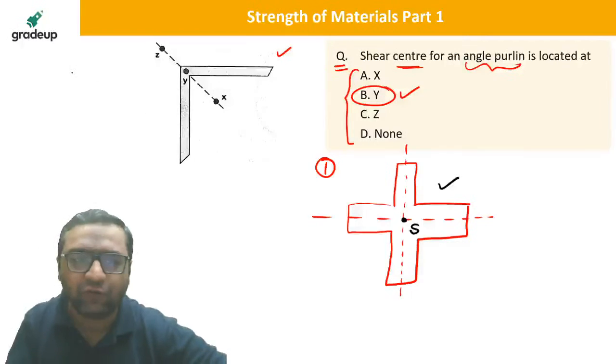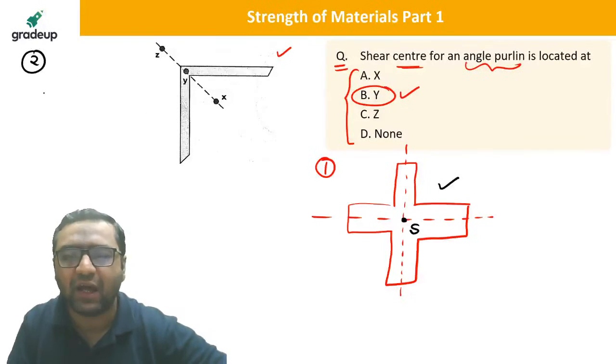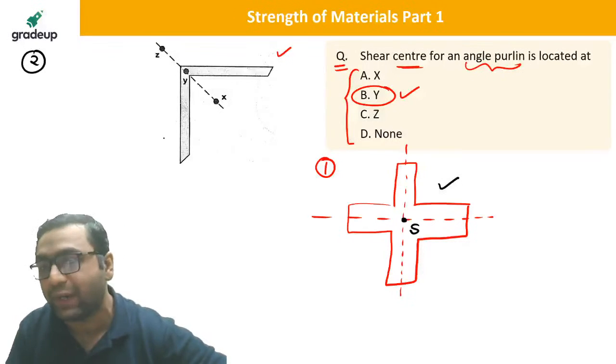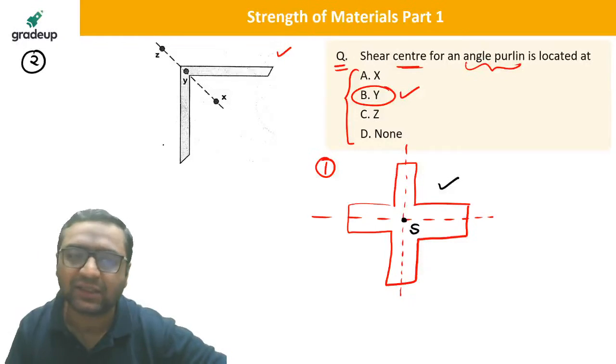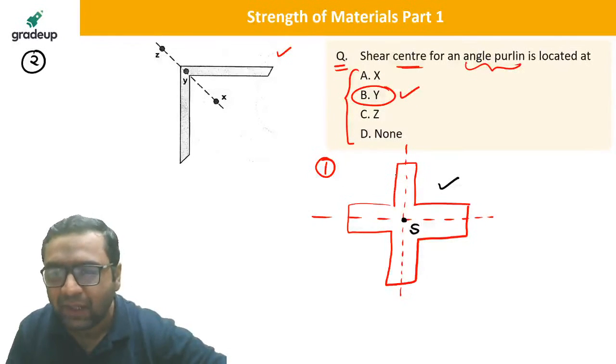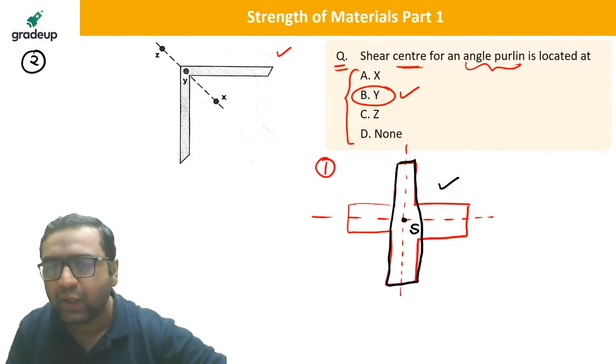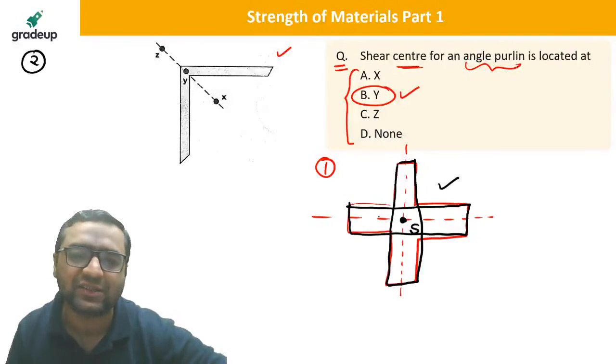And the second rule for finding the shear center is, if any figure is made up of two rectangles, then the shear center lies at the intersection of those two rectangles. Like you can consider this to be one rectangle by which this plus section has been made. You can consider this to be the second rectangle, and the intersection of these two is this point. So this point is the shear center.